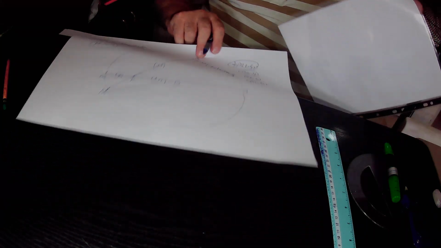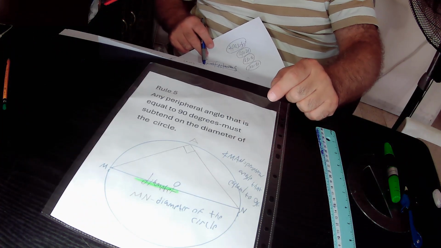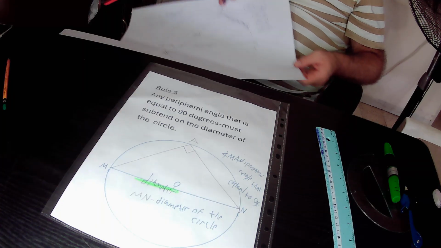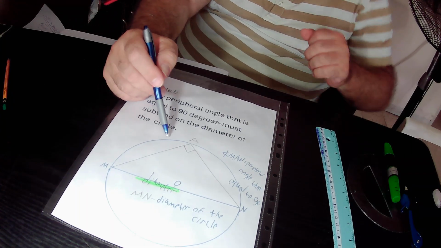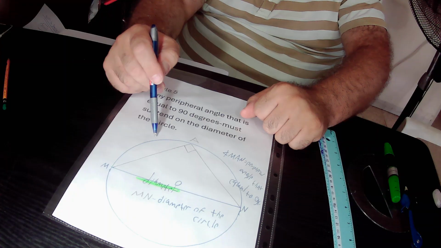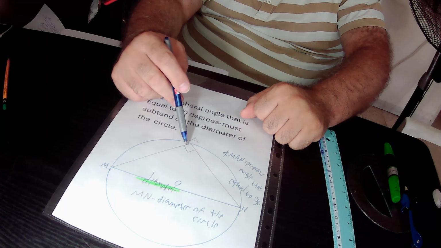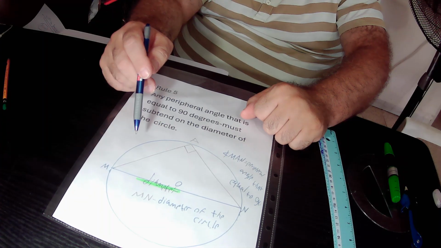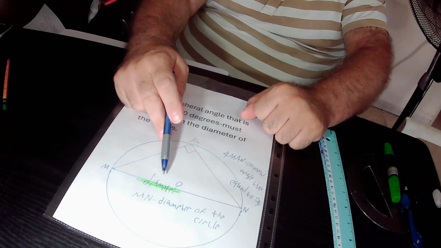We'll repeat quickly rule 5. According to rule 5, any peripheral angle that is equal to 90 degrees must subtend on the diameter of the circle. So in the drawing we have a circle. This is peripheral angle MAN, that is a right angle, and therefore, because of the fact that peripheral angle MAN is equal to 90 degrees in size, peripheral angle MAN must subtend on the diameter of this circle. And indeed, peripheral angle MAN subtends on MN, that is the diameter of this circle.